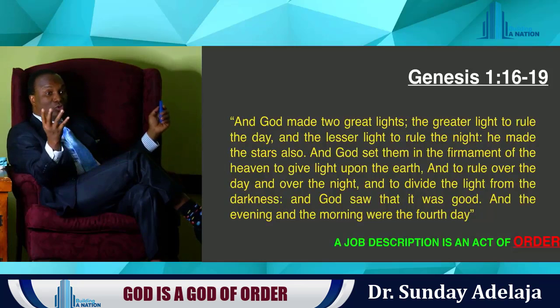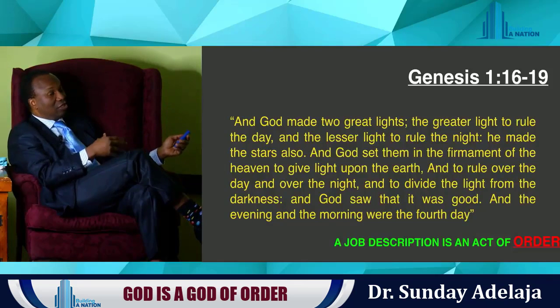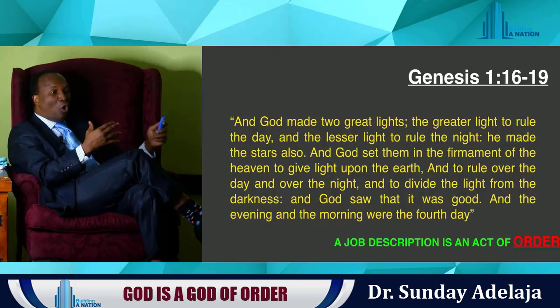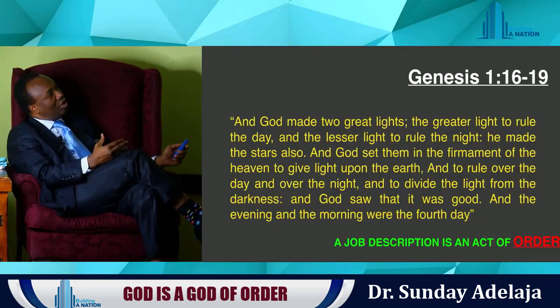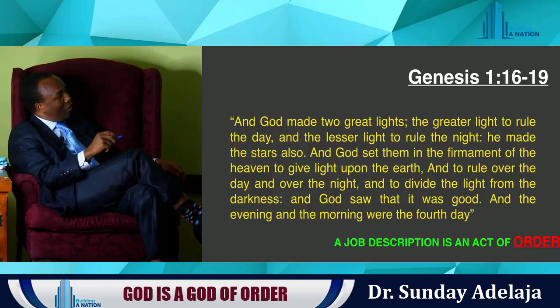The greater lights are the moon and the sun. So he's just telling us that everything has its place. This is order. This manifestation of order that you see here. For example, he says, and God made the greater light to rule the day. The lesser light, those are the stars, to rule the night. He made the stars also, the moon and the stars, and God set them in the firmament of the heaven to give light upon the earth, and to rule over the day and over the night, and to divide.